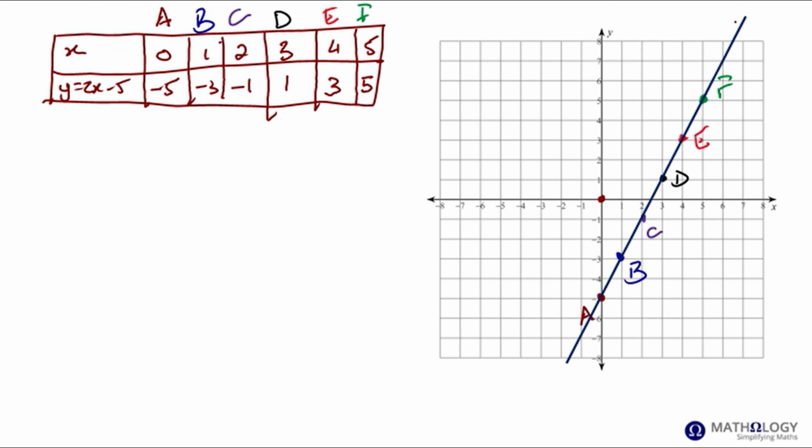Okay, and what we do is we also put arrowheads at the end of the line, and that is to indicate that the line continues indefinitely. Above to the right is to positive infinity, and to the left and below is to negative infinity. So this line extends to negative and positive infinity, indicated by the arrows.